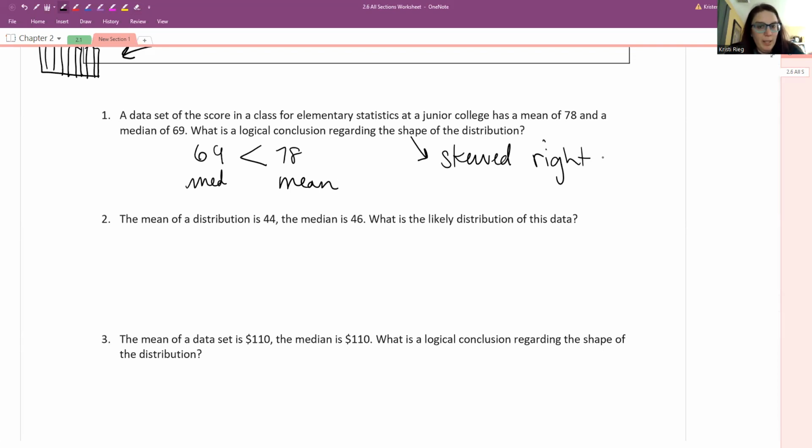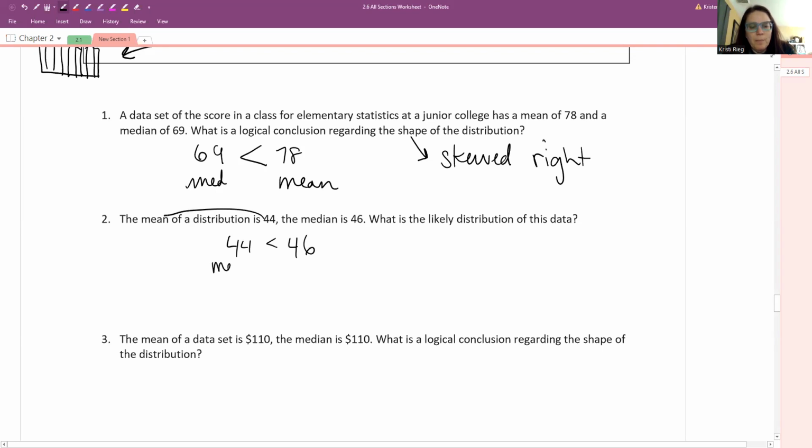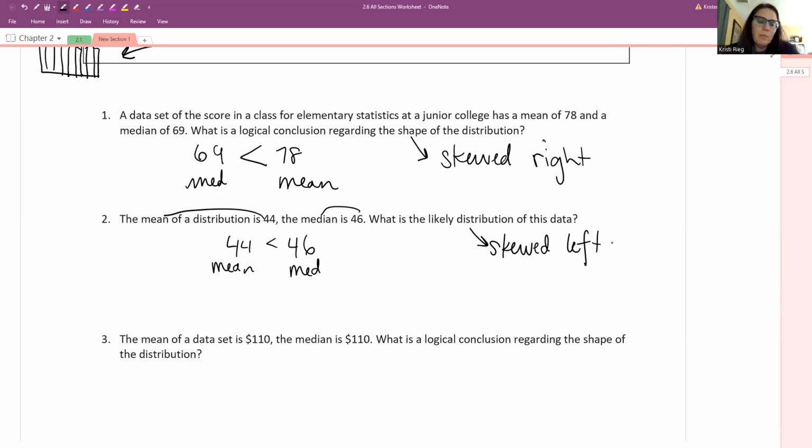We see which side the mean is on, and that's how it's skewed. So 44 is less than 46. 44 is the mean. 46 is the median. Mean is on the left, so the likely distribution is that it is skewed left. And that's it. You just write them in number order, see which side the mean is on, and that's which way it's skewed. On the last one, the mean and the median are the same.